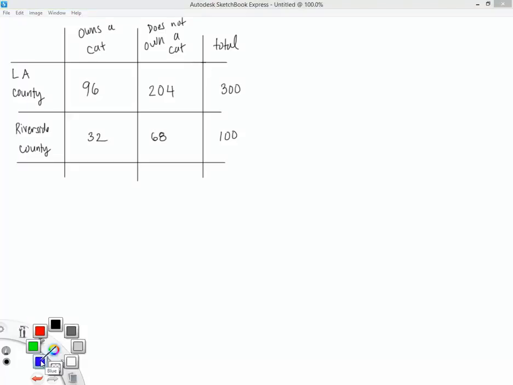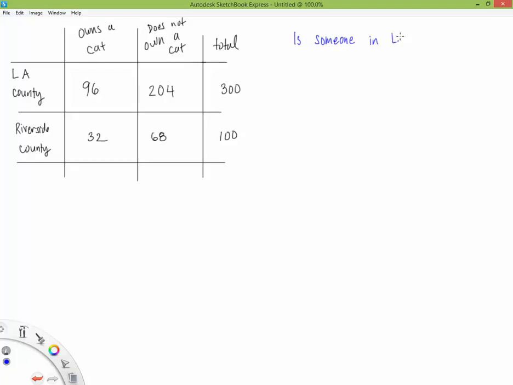All right, and I'm going to ask, is someone in LA County more likely to own a cat than someone from Riverside County? Okay. Is someone in LA County more likely to own a cat than someone from Riverside County?